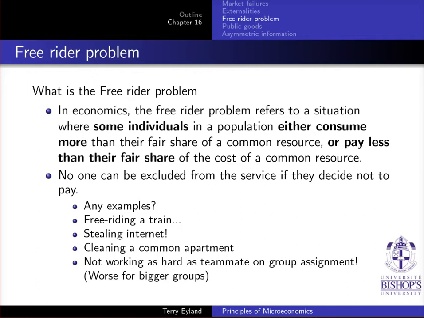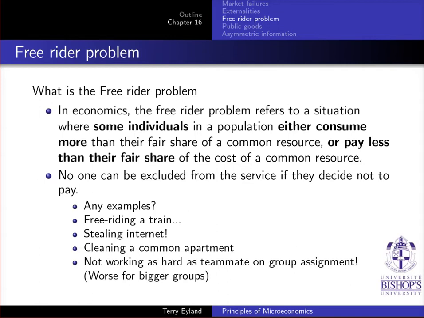Stealing internet. If you're living close to a neighbor who pays for internet and does not have a locked Wi-Fi account, well, you might simply just log in. You're not paying your share. He probably doesn't know about it. Hopefully his bills don't get bigger, but his service might be slower because you're using the internet as well as they are.